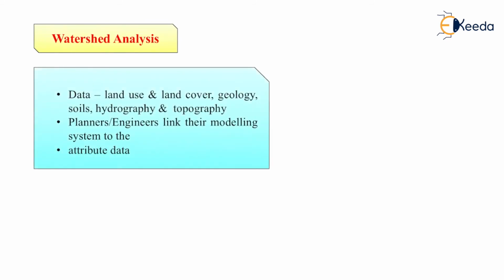It can find out the data of land use and land cover, geology, soil, hydrography, and topology also. As well as the planners and engineers link their modeling system to the attribute data. So as we have one example of linking of rivers, how is it possible? By knowing the water resources and their flow.